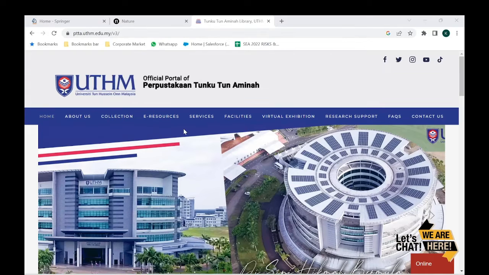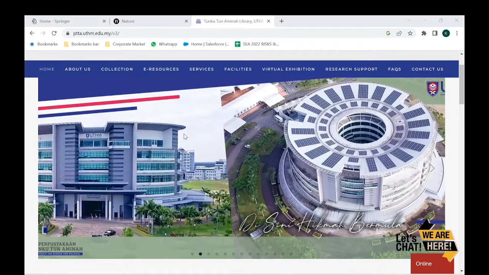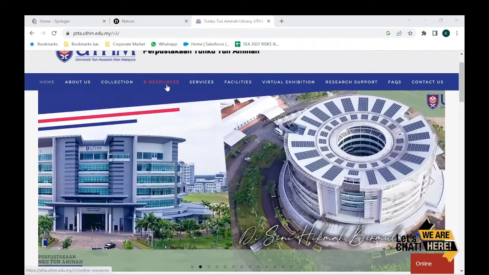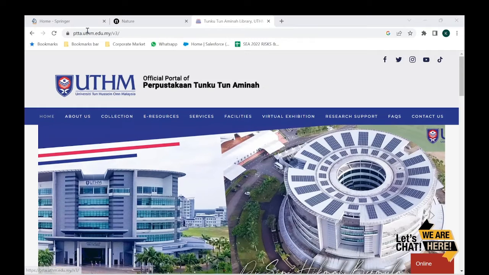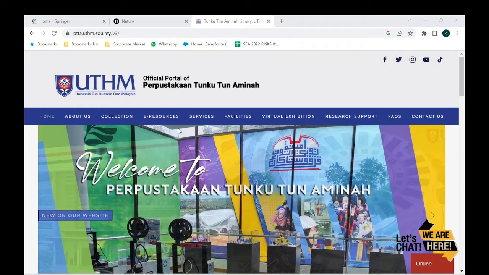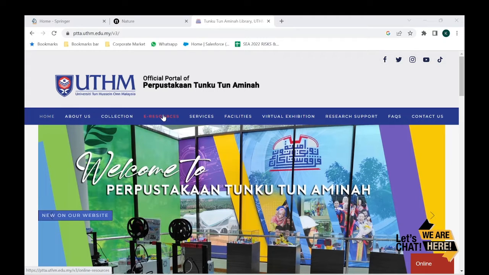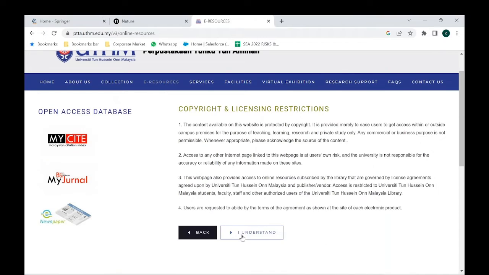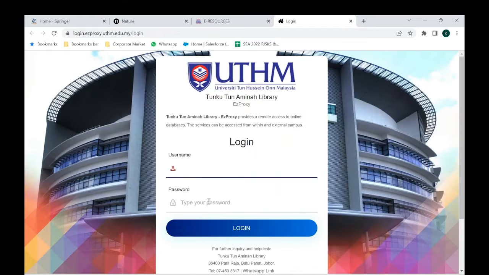What I wanted to showcase again is going back to the UTHM library, which should be the first place you start whenever you're searching for database resources. When you Google UTHM library and click in, this is the place you will appear first. If you go to e-resources and click in, you will be asked to put in your username and password.